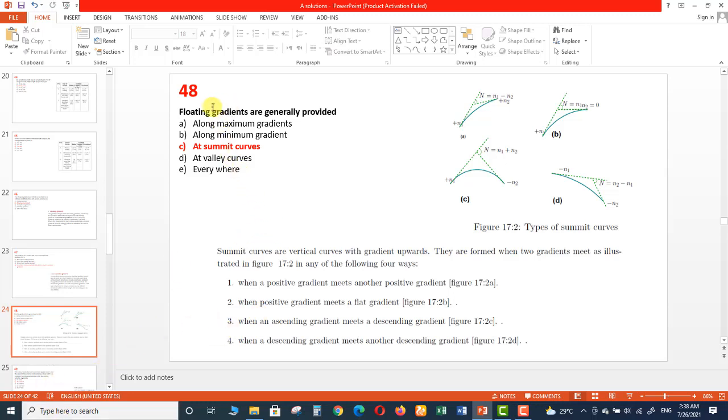So the floating gradients are generally provided whenever there is a summit curve of any of these four types. So if we have a curve which has any one of these four conditions, at that curve we generally provide floating gradients.